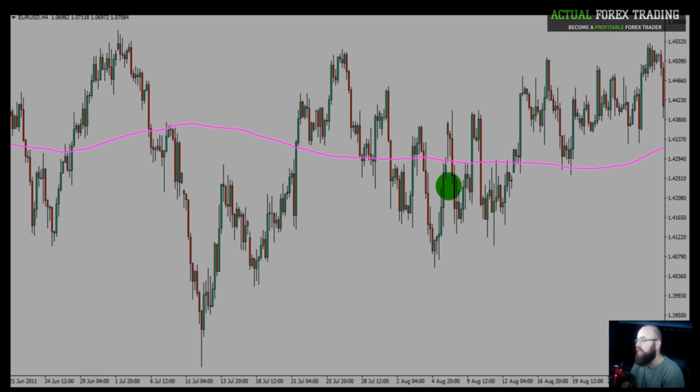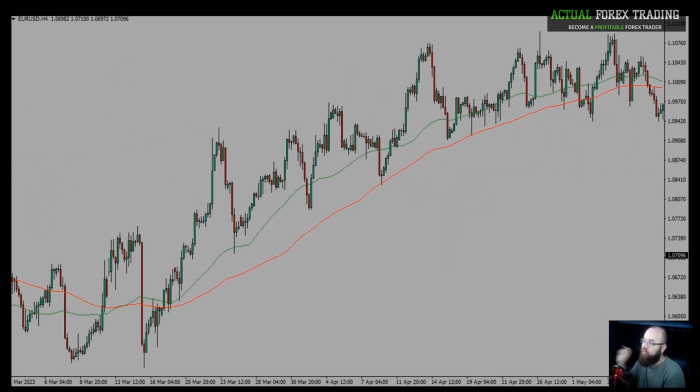Now things are going to get really interesting. I have two moving averages on this chart, a green and a red. I think it's the 25 and the 50.